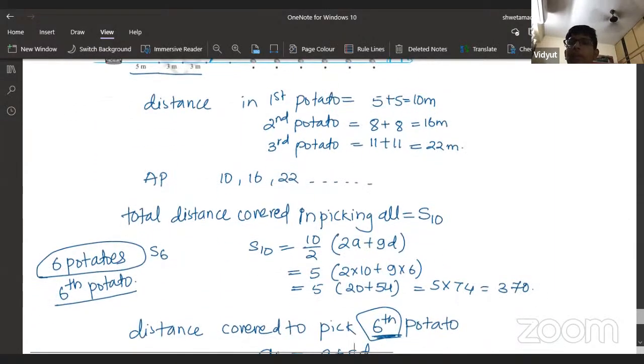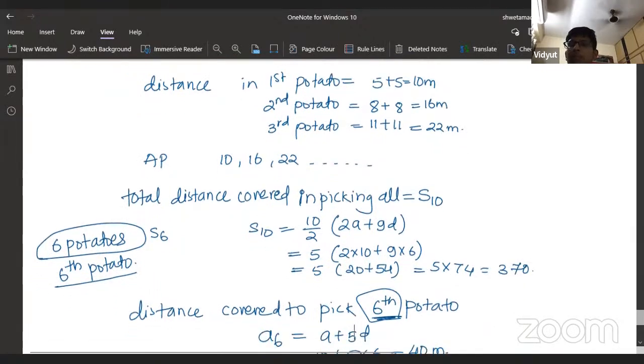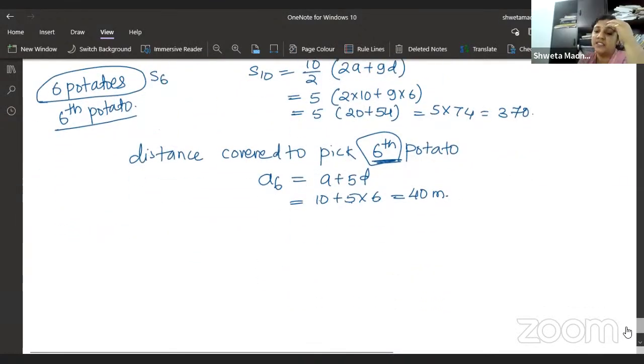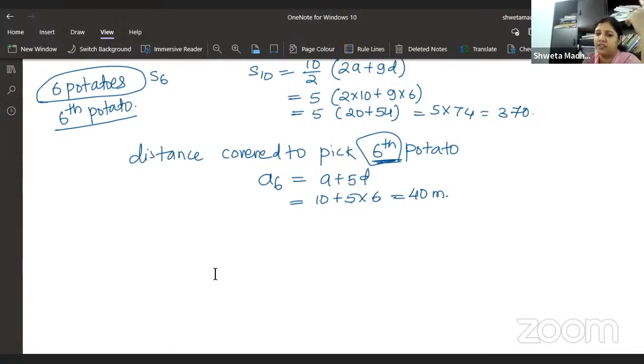So, ma'am, it's a kind of a trick. Suppose they ask in plural form, then we should write the sum. We should find the sum. If they ask for the total distance, then you have to find the sum. But for a particular 5th one, 6th one, 7th or 3rd potato picking up, how much distance covered, then you have to calculate A6, A5, A3.